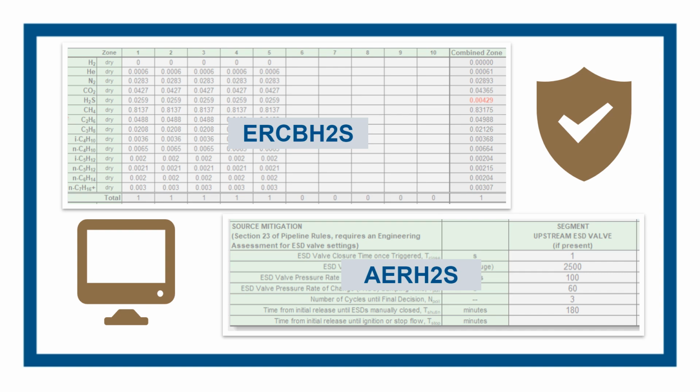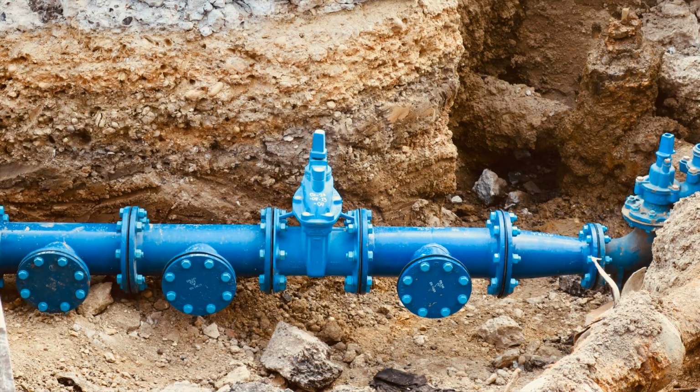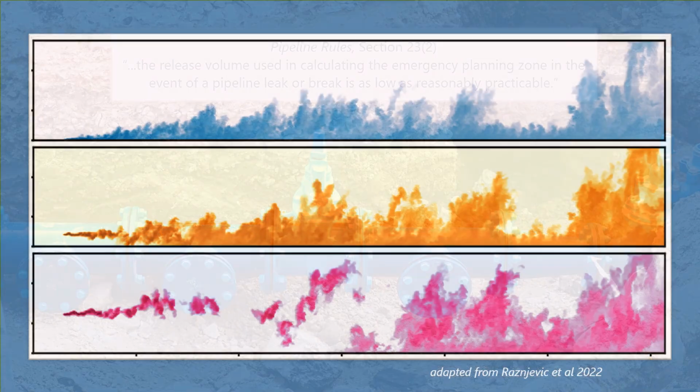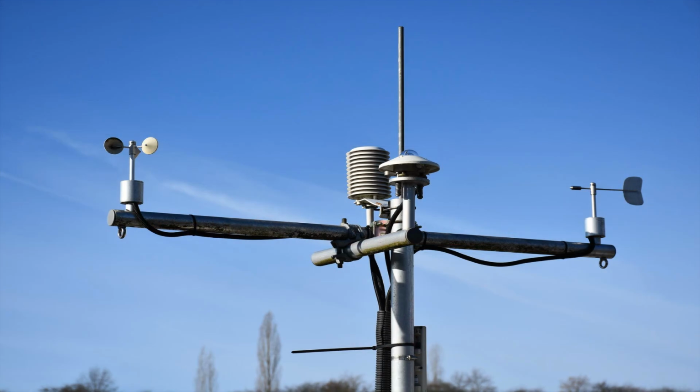These changes included updated source thermodynamics, alignment with Section 23.2 of the pipeline rules, which states, the release volume used in calculating the emergency planning zone in the event of a pipeline leak or break is as low as reasonably practicable. Secondary and minor coding corrections for dispersion calculations, and updated meteorology to more recent years and better coverage.